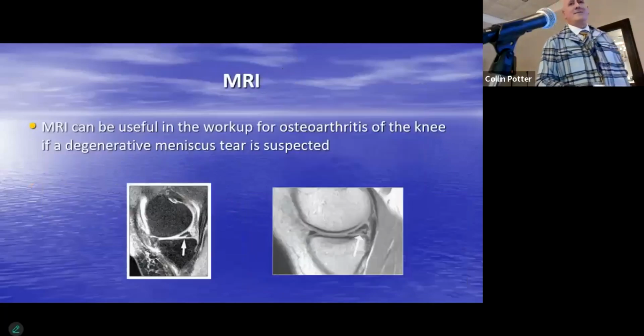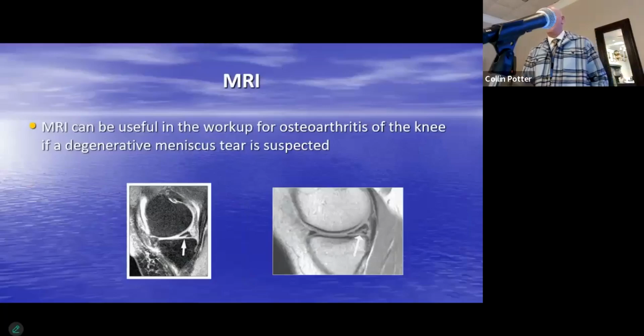What about MRI? Sometimes that's a bag of worms. Getting an MRI, like I said before, if you just want to find meniscal tears, you will find them in this population of patients. They all have them. The question is, is it clinically significant? There are times when it is. You can have a 65-year-old patient that has a clinically relevant meniscus tear.